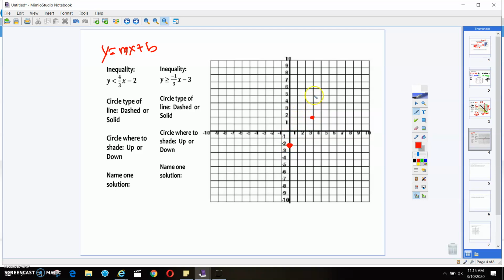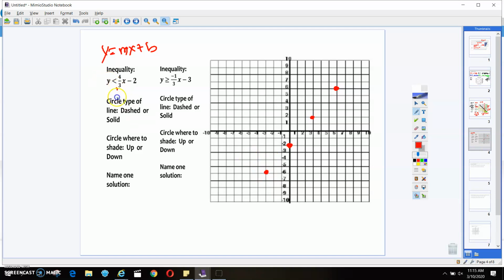And I'm going to repeat that process. Up 4 and over 3? Yep. What point? Negative 2. Because negative 2 is my y-intercept. Okay? Now, up 4 over 3.